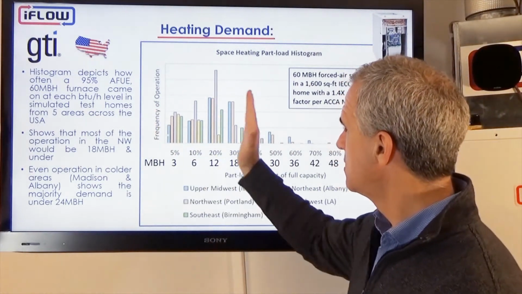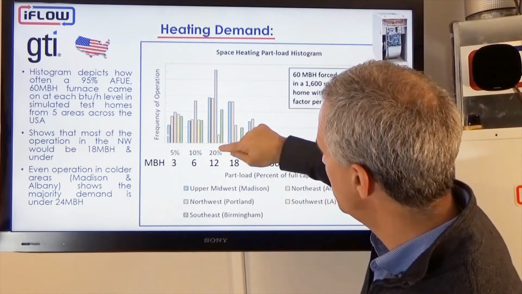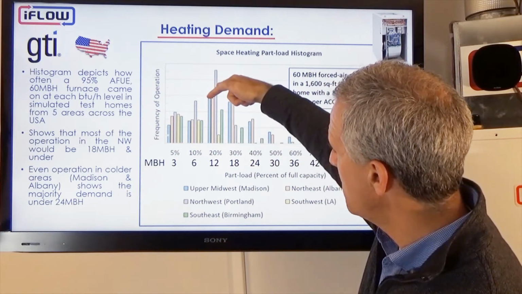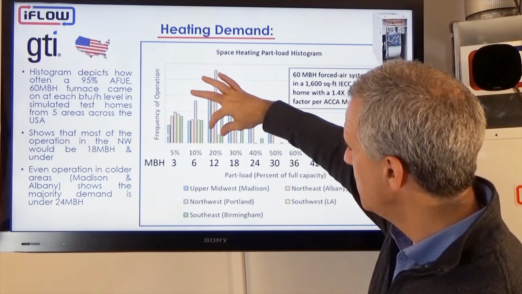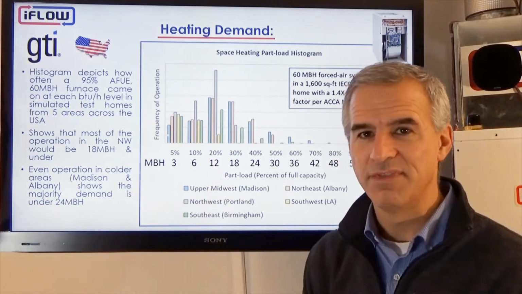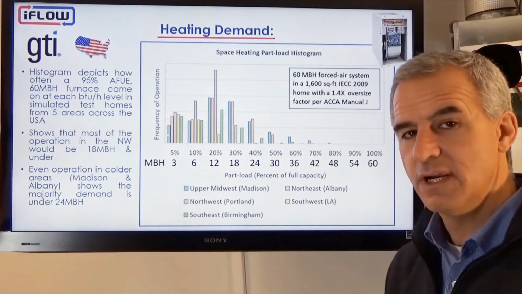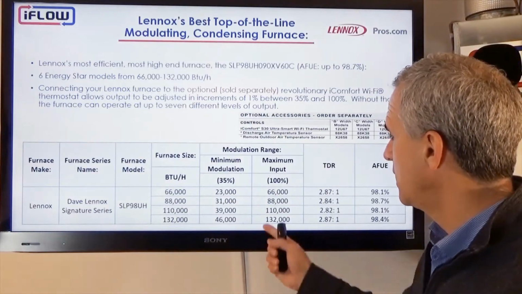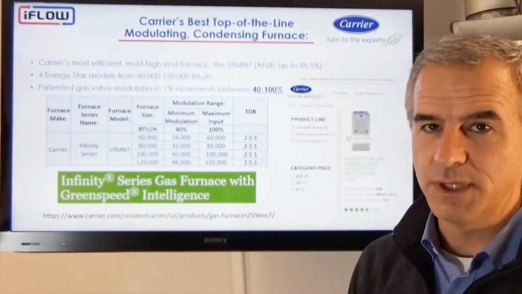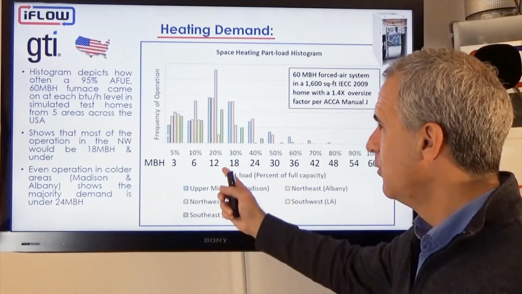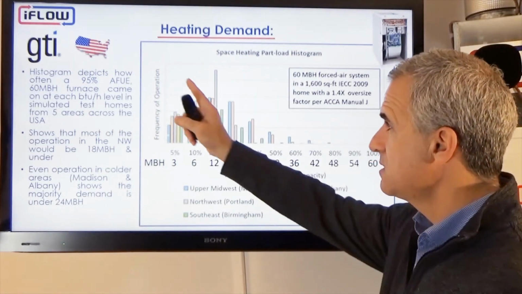So this distribution, this is where most of the heating is, and if you look, the biggest distribution from not only Madison but Albany, Portland, and Birmingham, so this is the one where the demand is highest, is 20% or 12,000 BTUs. So when we look at 12,000 BTUs, that's a very, very low input. If we look at this furnace, the minimum input was 23,000 BTUs. This furnace, 24,000 BTUs. But when we actually look at demand, we see the majority of the demand is 12,000 BTUs in this distribution. So this is the US.